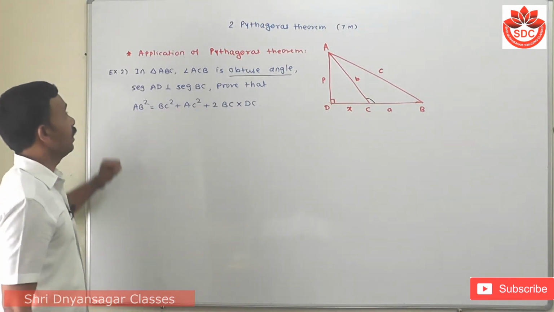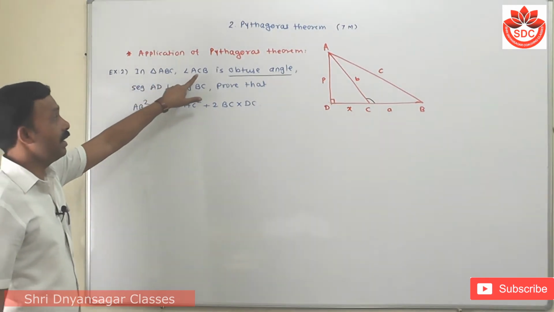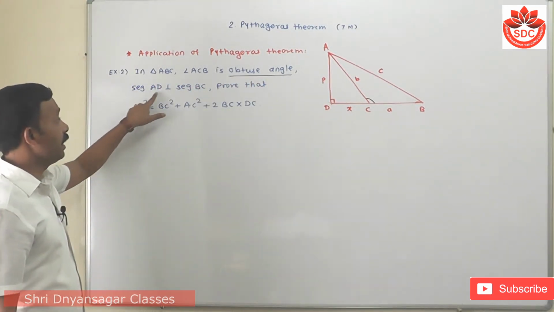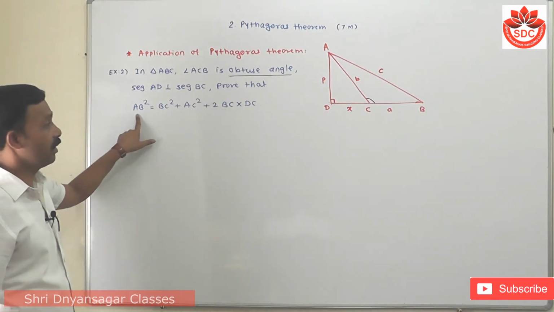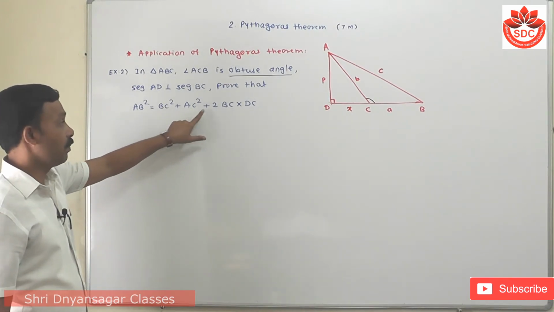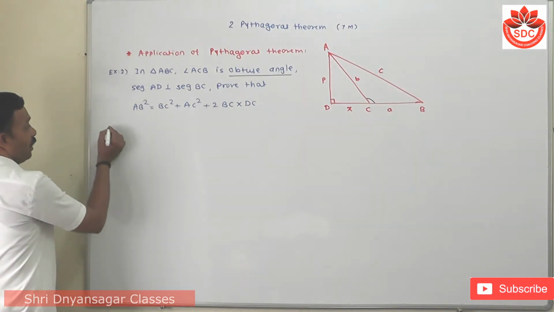Now this is the second application of Pythagoras theorem. In triangle ABC, angle ACB is an obtuse angle, and segment AD is perpendicular to BC. Then we have to prove that AB square is equal to BC square plus AC square plus twice BC into DC. Now for this, its solution.